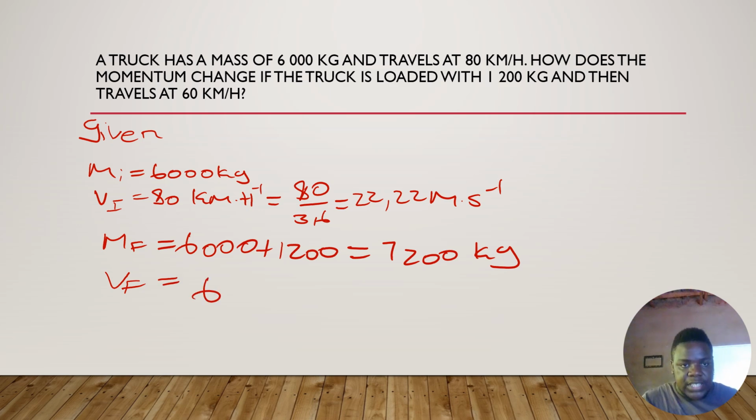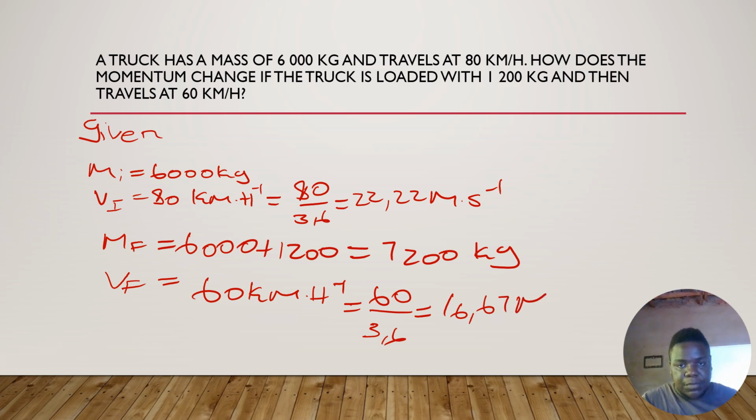Now, velocity final. Now your truck is moving at 60 kilometer per hour. This is converted to meter per second. Divide by 3.6. Remember, every time when you're converting to meter per second from kilometer per hour, you divide by 3.6. This is very important. Now, when you divide this by 3.6, it's going to give you 16.67 meter per second.